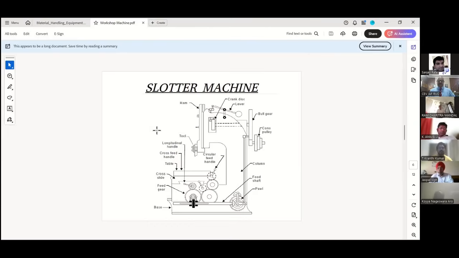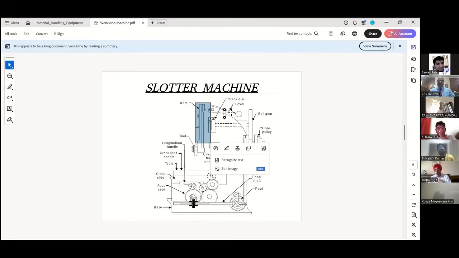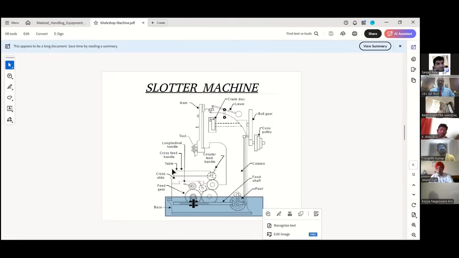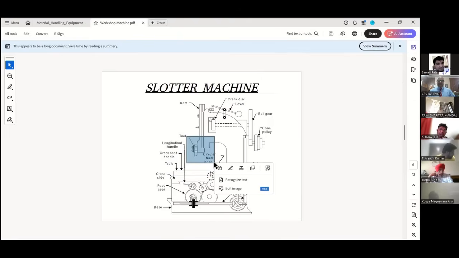Same mechanical structure. It is your table with a tool post, your tool, your ram, your column, and to support there is a base. Okay. On the table, we put the job and the tool will work over it to make grooves.